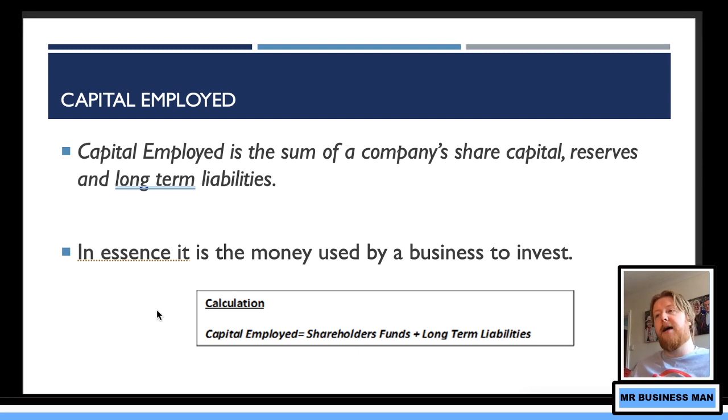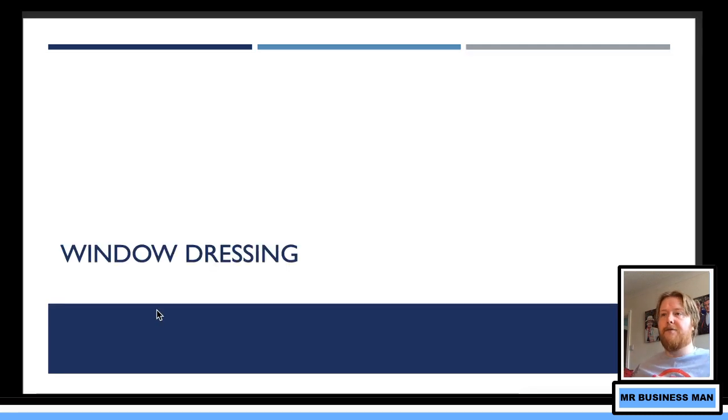It's the money that we use to invest, basically. That's what it's your capital money employed, meaning invested. All right. So as you can see, there's a calculation there for you as well. Now, aside from all that, and remember, feel free to go back and have a little look at the balance sheet thing again.